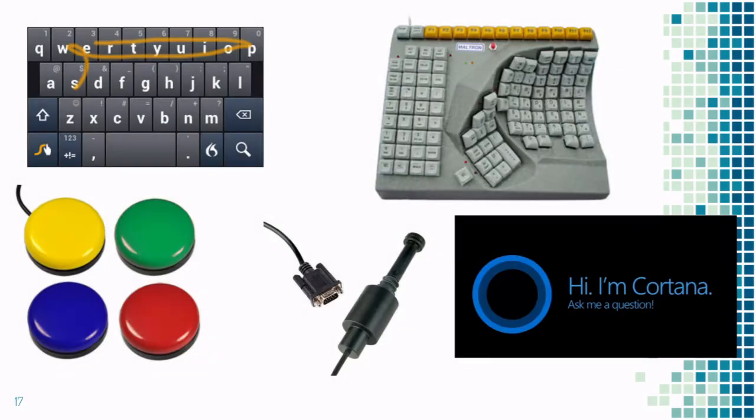Those include swipe keyboards. If you look right here, this keyboard comes with every Android phone. What you do is you put your finger on the first letter, and then you drag your finger through the rest of the letters in the word. This keyboard happens to say swipe on it.